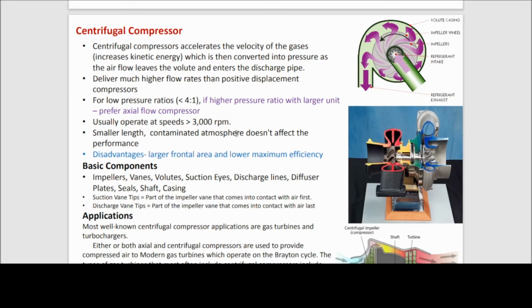Centrifugal compressors accelerate the velocity of the gases. That means it increases the kinetic energy, which is then converted into pressure as the air flow leaves the volute and enters the discharge pipe. Here we know the first law of thermodynamics: energy can be converted from one form to another. It cannot be destroyed, cannot be created. So the conversion part is very important here.